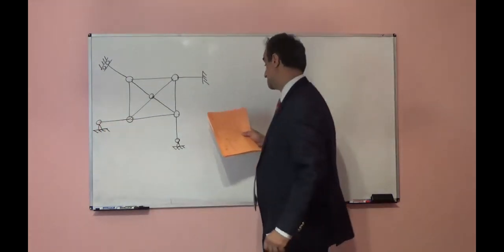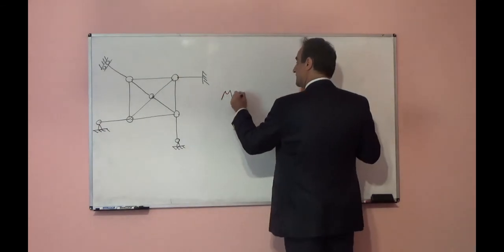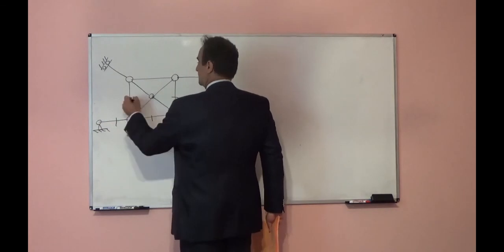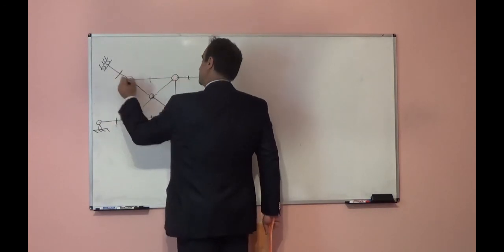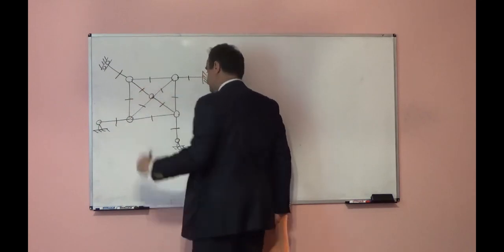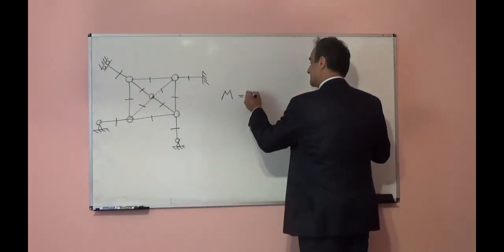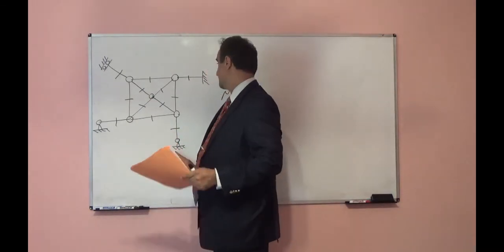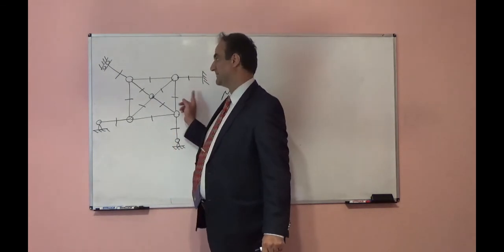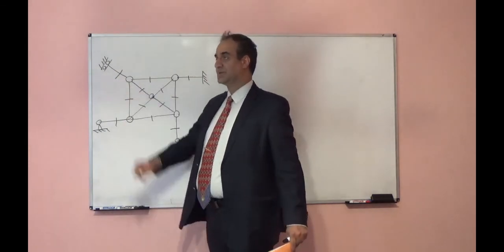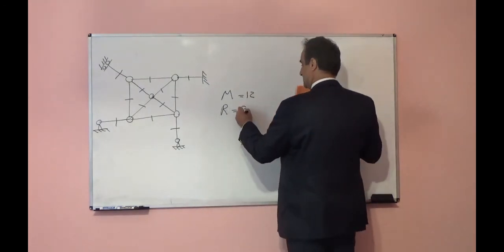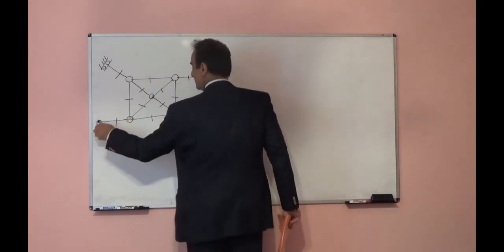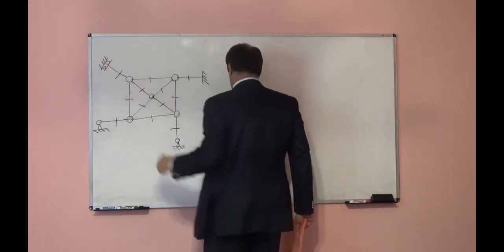For this structure, again, M is equal to 12 members. Number of reactions: 2 here, 2 here, 4, 3 here, 7, 2 here. 7 plus 2, it will be 9. And number of nodes, 1, 2, 3, 4, 5, 6, 7, 8, 9.